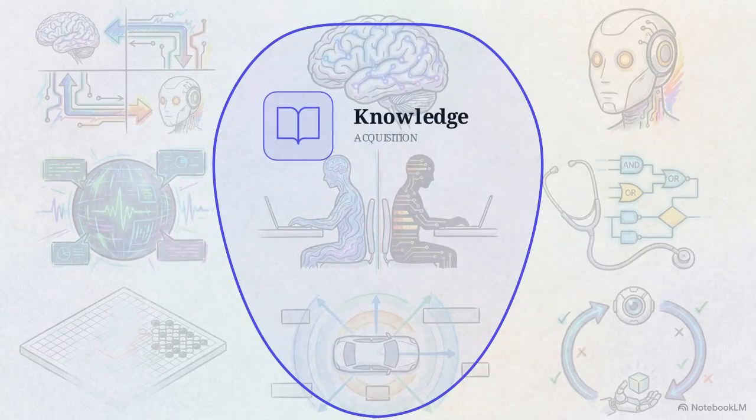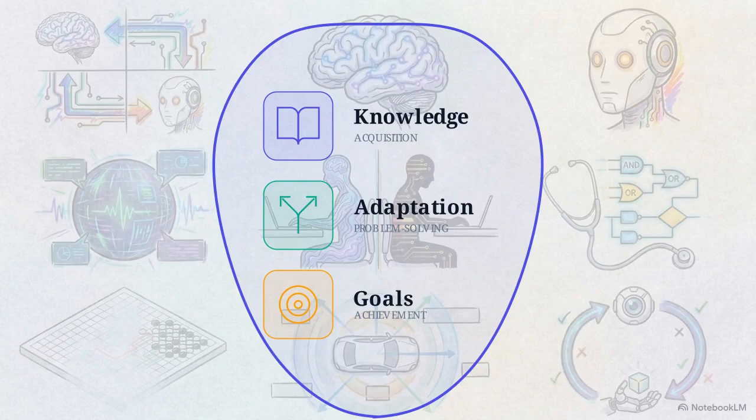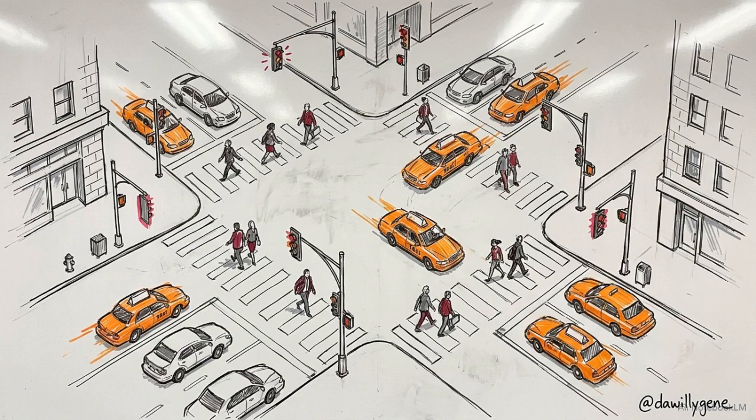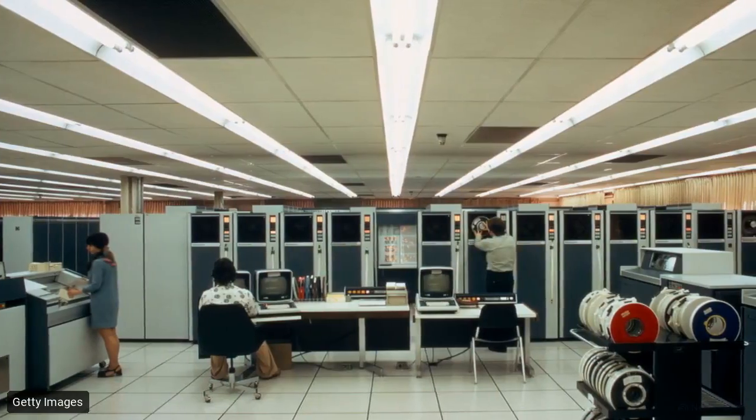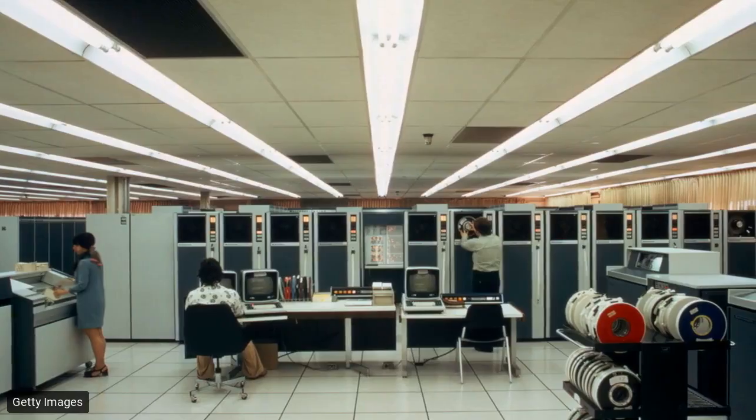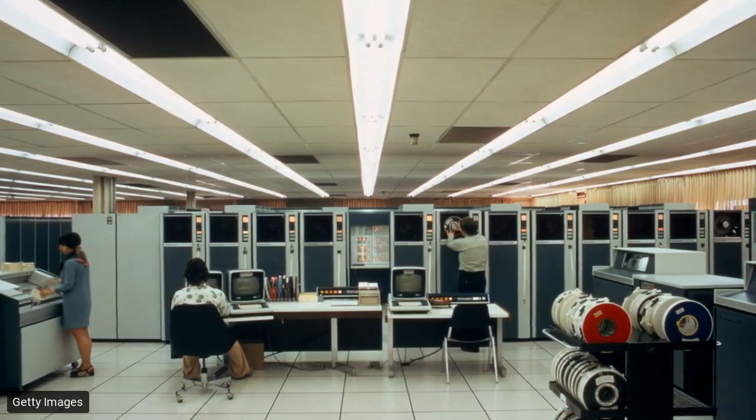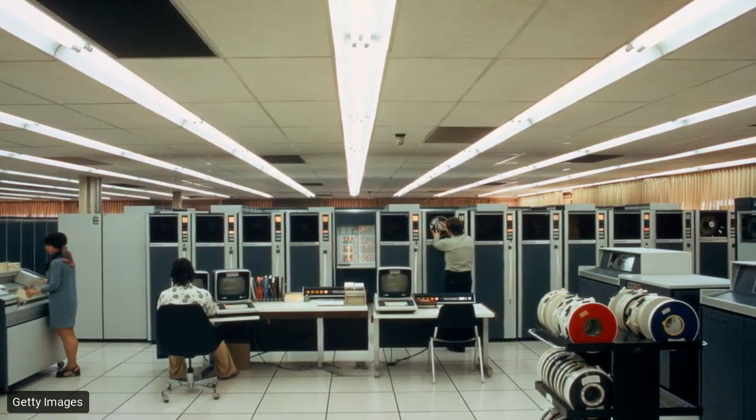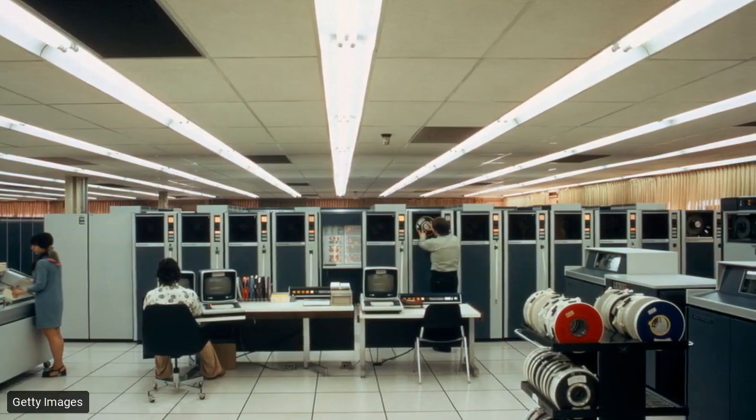Human intelligence is defined by our capacity to acquire new knowledge, adapt our behavior to unpredictable situations, and apply skills to achieve a goal. A human can perceive, predict, and manipulate a highly complex world. The historical challenge of computer science was figuring out how to program a rigid machine, like these early mainframes, to execute this exact cognitive flexibility.